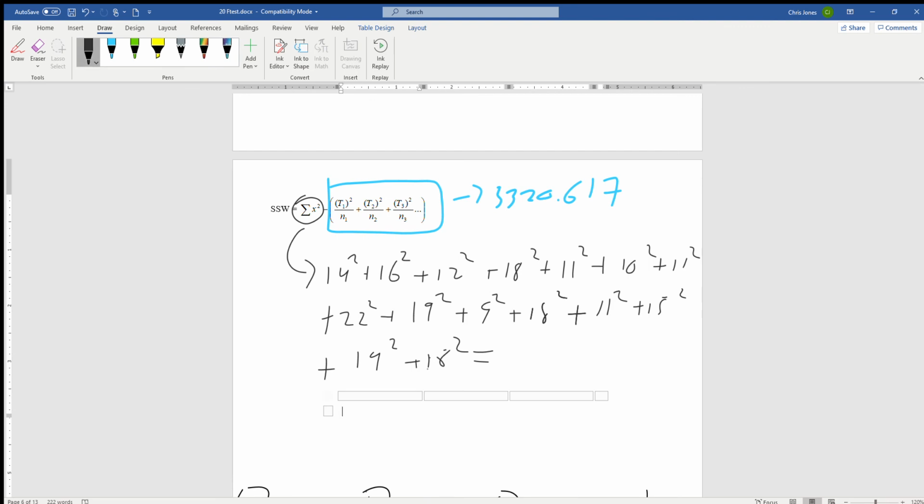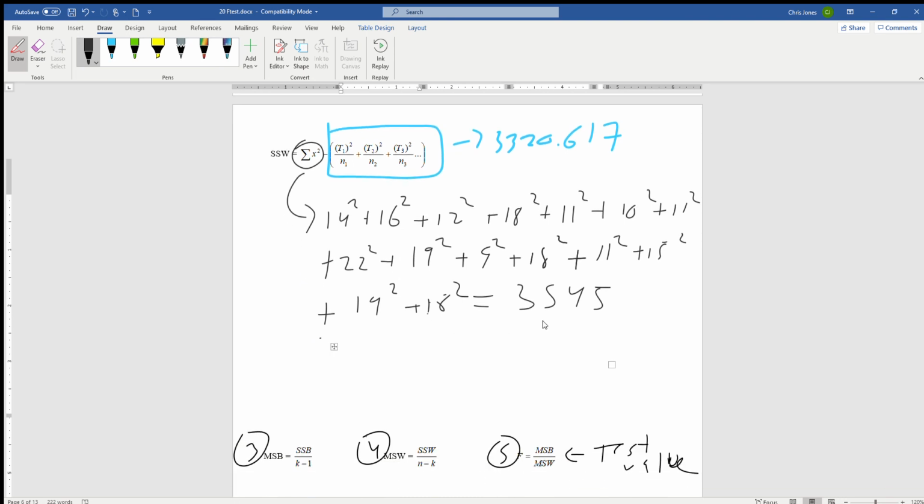So our answer is going to be 3545. Now remember, to get SSW, we have to subtract. That's just part of SSW. So we're going to take our 3545 and from that subtract the 3320.617 that we got earlier. And I end up with 222.38.